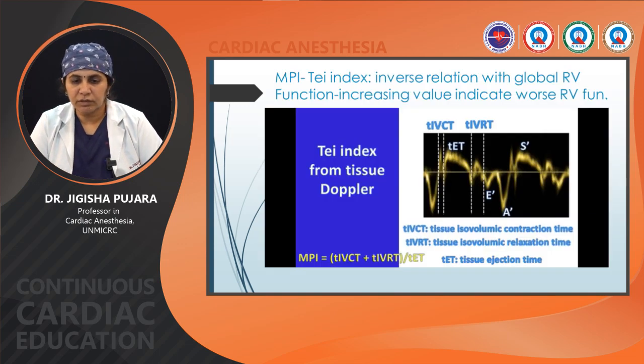MPI, the Tei index, has an inverse relation with global RV function. Increasing value indicates worse RV function. MPI is equal to TI VCT plus TI VRT divided by TET. Here you can see TI VCT, TI VRT, TET, and E prime, A prime, and S prime.